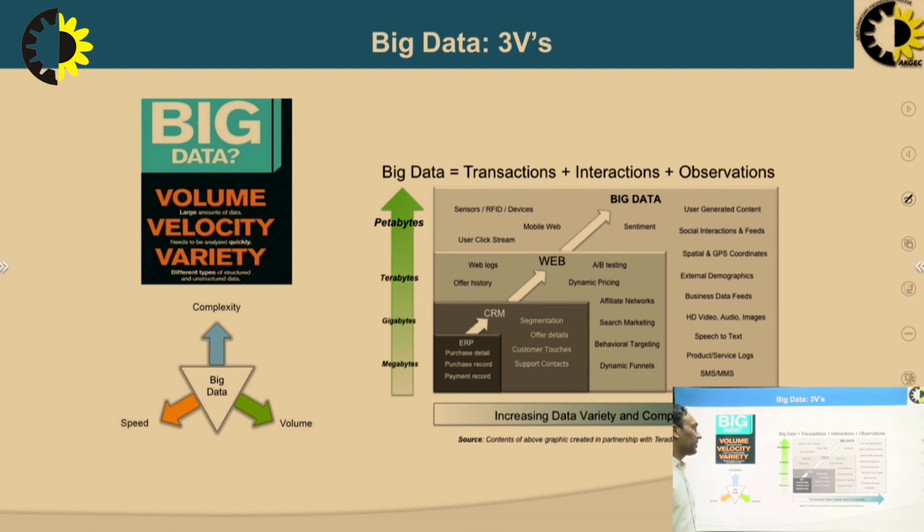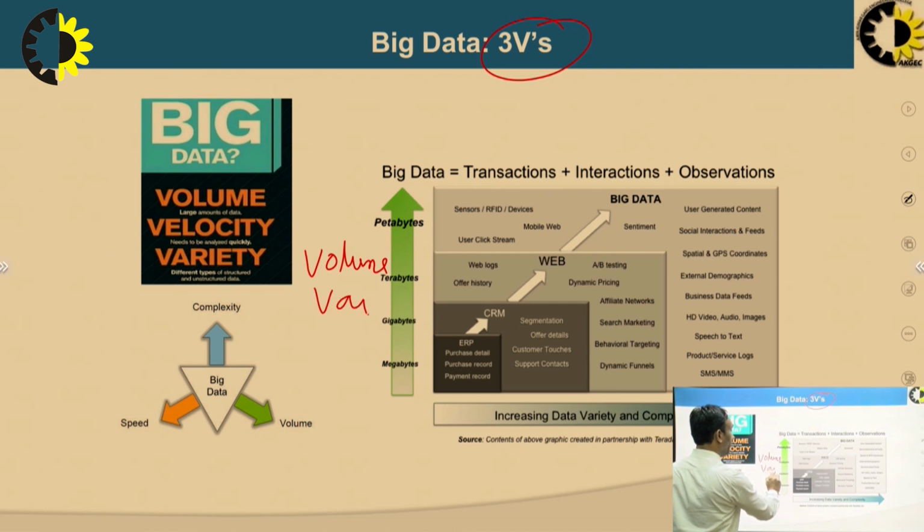Here we are discussing the 3 V's of big data. What are the 3 V's of big data? These are volume. The second V is variety.